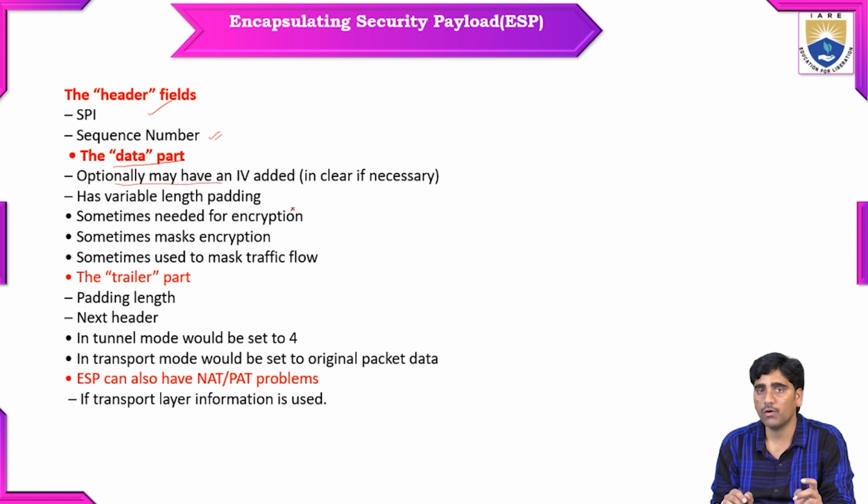It may optionally have an IV added, in the clear if necessary. It has a variable length padding. Sometimes the padding is needed for encryption, and sometimes it is used to mask traffic flow also.